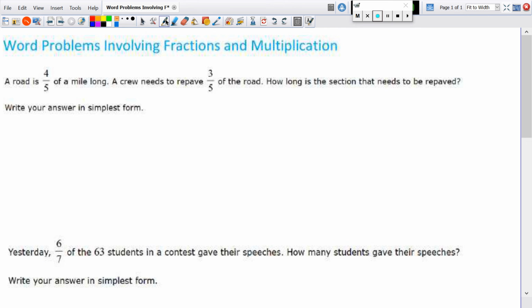Road is 4/5 of a mile long. A crew needs to repave 3/5 of the road. How long is the section that needs to be repaved? Write your answer in simplest form. Okay, we are multiplying here.